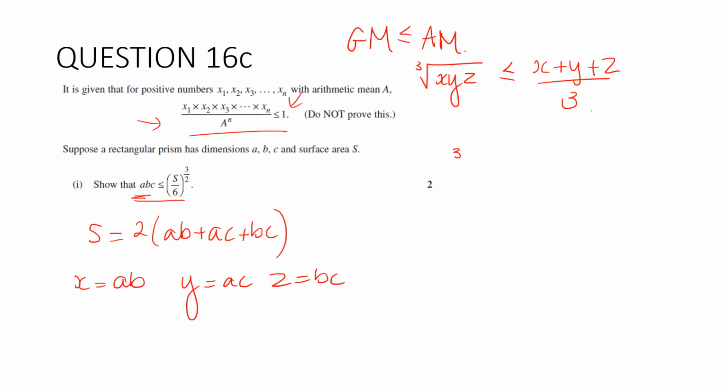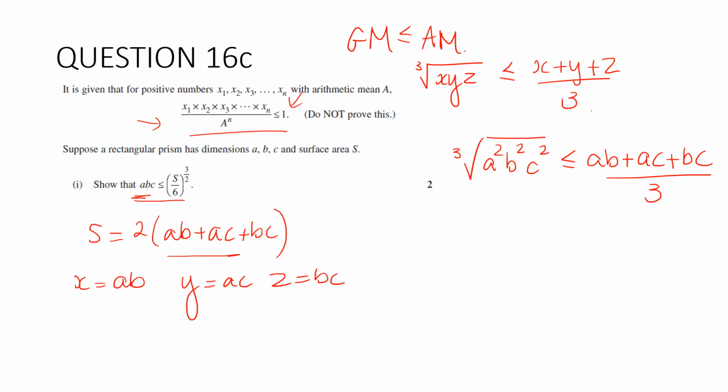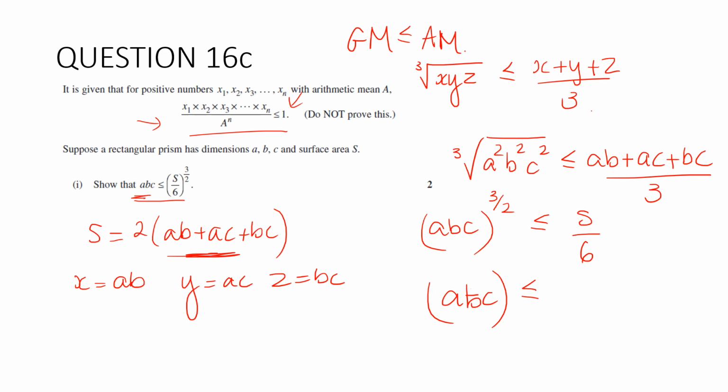which is going to give us this, the cube root of a squared b squared c squared. It's going to be less than or equal to ab plus ac plus bc all over 3. And this part here, that's equal to S on 2. So this is going to be abc to the power of 3 halves is less than or equal to S on 2, so that's S on 6. And just raising both sides to the power of 2/3, we're going to end up with the inequality that we want.